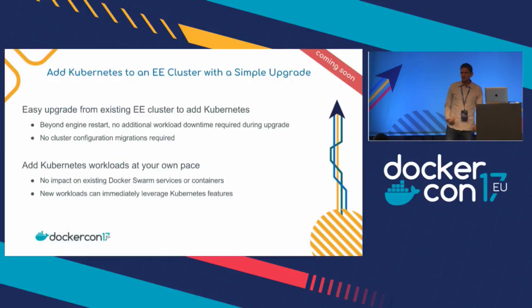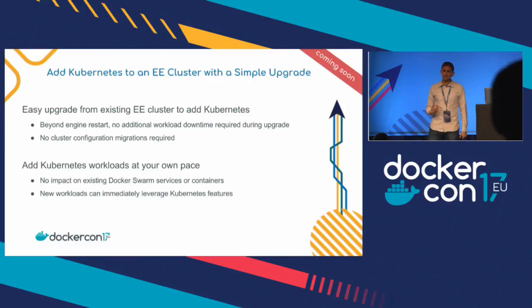From an upgrade standpoint, we expect this to be pretty simple. You get the new version of UCP, you get Kubernetes. So an easy upgrade from an existing EE cluster. Once you upgrade to the newest version, Kubernetes is there. Beyond a typical engine restart, no additional workload downtime is required during an upgrade. And importantly, no cluster configuration migrations are required.